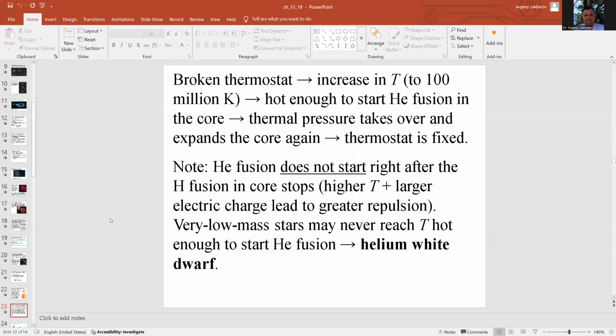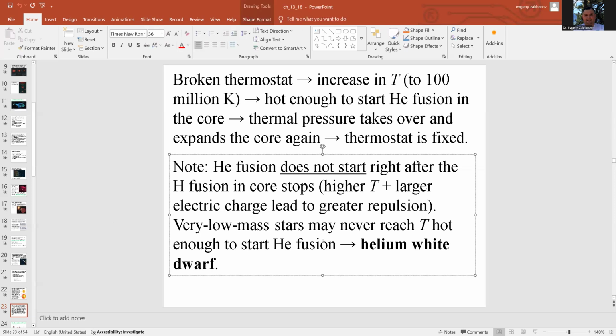So yeah, 100 million degrees. It's hot enough to start the helium fusion eventually in the core, and the thermostat is fixed. You have gravity versus internal pressure competing once again. And of course, it takes some time to do that conversion. It doesn't start right away, but eventually we reach the next level of fusion.